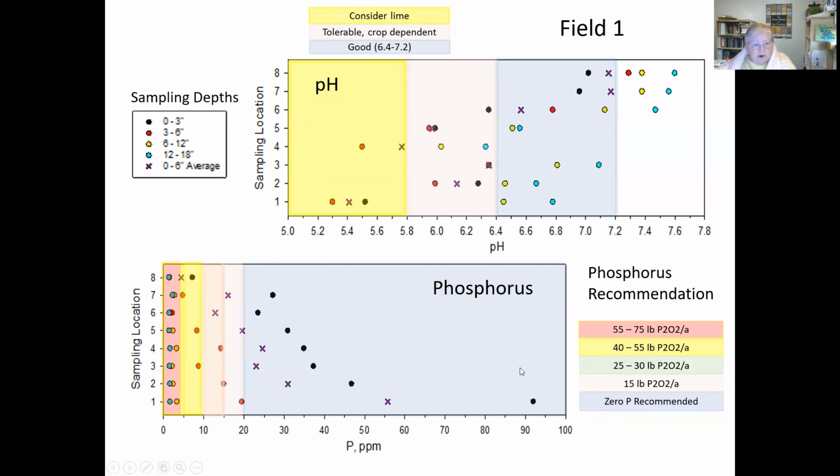Similarly, for the phosphorus recommendation, we see most of the field, especially at the 0 to 3 inch range, has enough phosphorus. It's plenty good without fertilizer with phosphorus. The average from 0 to 6, though, shows that some of the locations in the field could use additional phosphorus added. And we can do this for all the other nutrients as well, the nitrogen, the potassium, and so on, and get these kind of results.